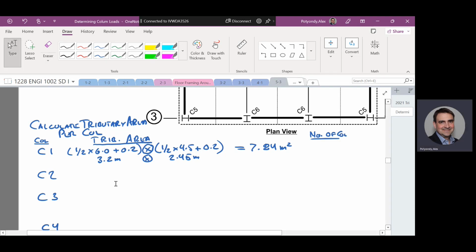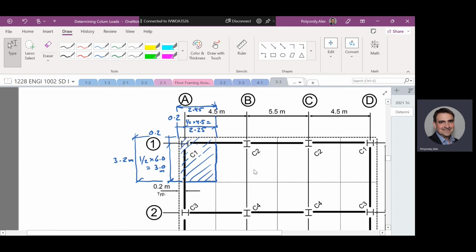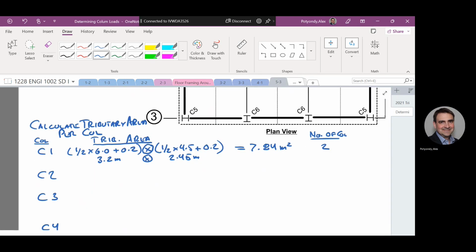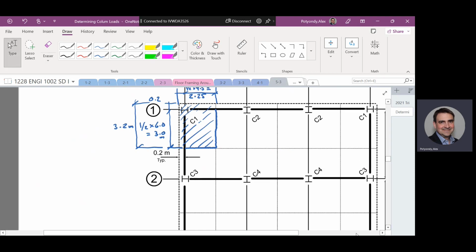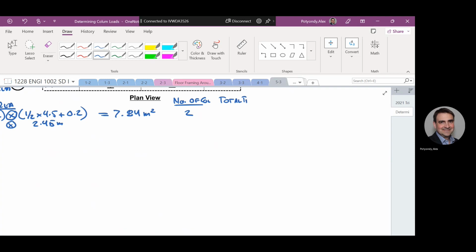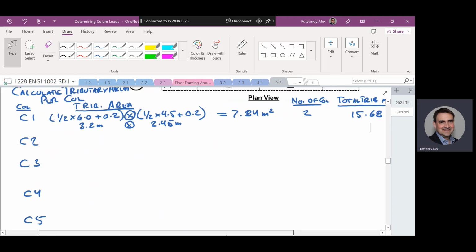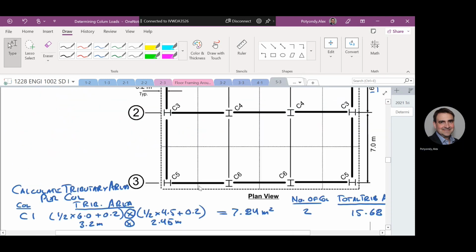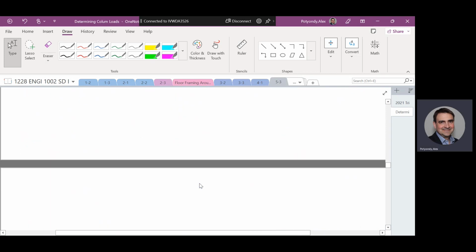Okay. And something else I can do here is number of columns. And for number of C1s, how many C1s do I have? I got 2. And I can even put in here total tributary area. Whoops, that didn't work well. And all this is 2 times 7.84. That's going to give me 15.68. A method to my madness for doing that. So that's C1.